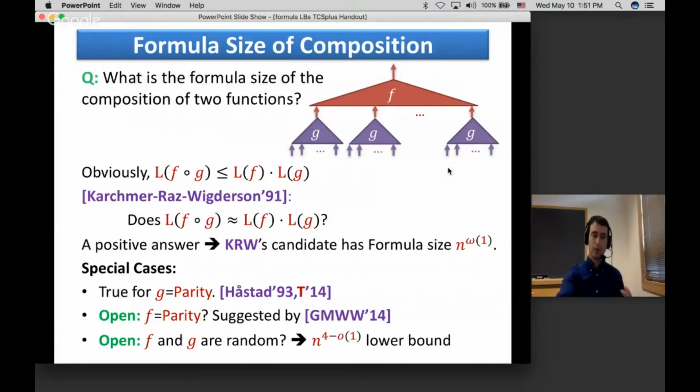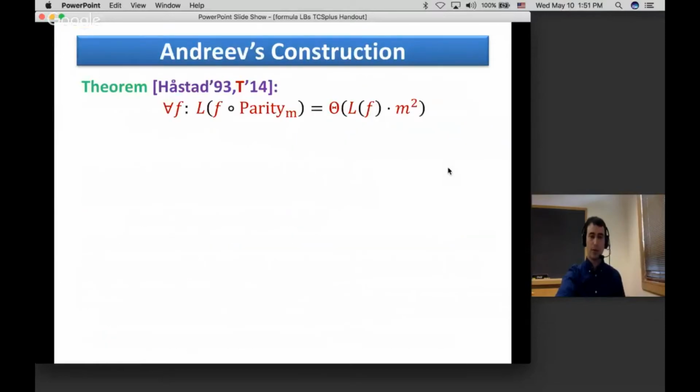So I wanted to mention this very beautiful open question, but actually what I'm going to use from this slide is just the definition of composition and this special case where g equals parity. So what am I going to use? I'm going to use the fact that when you compose with parity, the formula size is the formula size of f times the formula size of parity, which is up to a constant m squared. And now I want to describe Andreev's construction and the lower bound for Andreev.